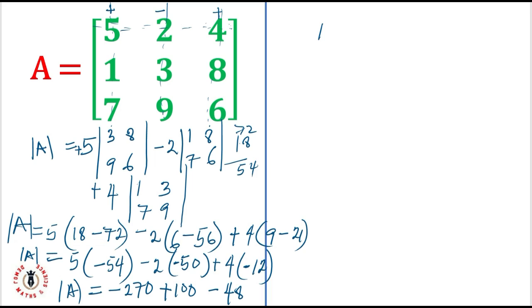Obviously, the determinant of A will be the same thing as minus 270 plus 100, that's minus 170, minus 48. That equals minus 218. And this is the determinant of matrix A.